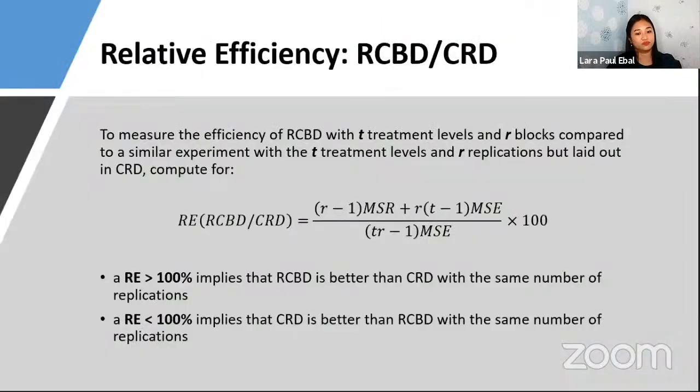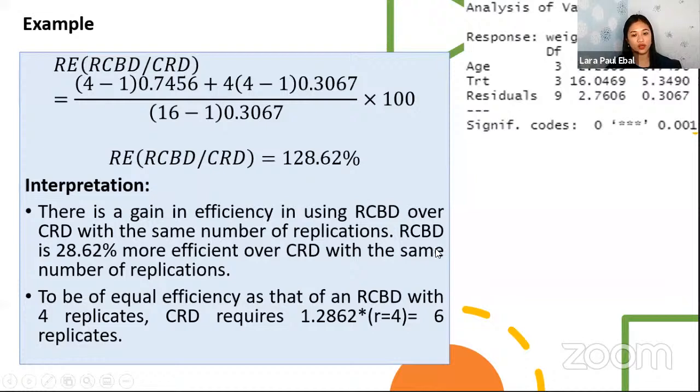Now we can compare the efficiency between this RCBD and the CRD. To measure the efficiency of RCBD relative to the CRD, we can use this formula. If the result using this formula is greater than 100%, then this implies that RCBD is better than the CRD. And if it's less than 100%, then this implies that CRD is better than the RCBD with the same number of replications. So let's have an example under this. Recall the formula and the ANOVA result that we have in the example.